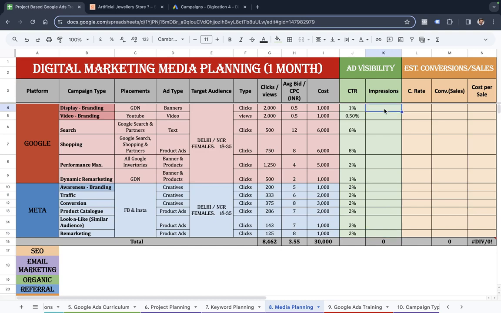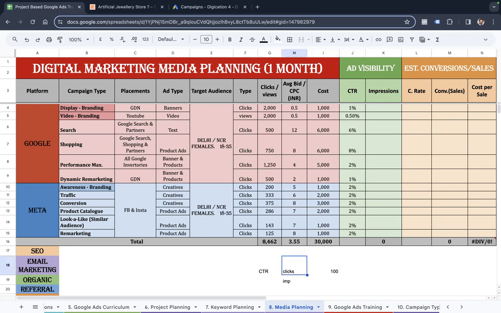Now, how do you find out the impressions? Impression means how many people are looking at your ad. What are the total number of views of your ad copy? Whereas CTR is the click-through rate, the click rate on these impressions. Now we simply have this formula, which is called the CTR formula. This is equal to clicks divided by impressions into 100.